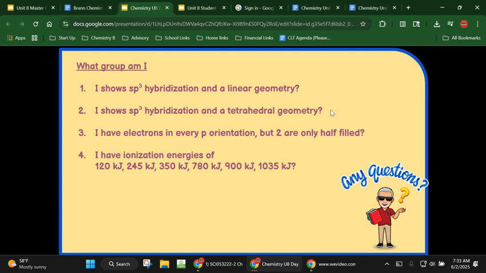I have electrons in every p orientation, but 2 are only half filled. So there are some electrons in every orientation, but there are 2 of them that are half filled. What group?